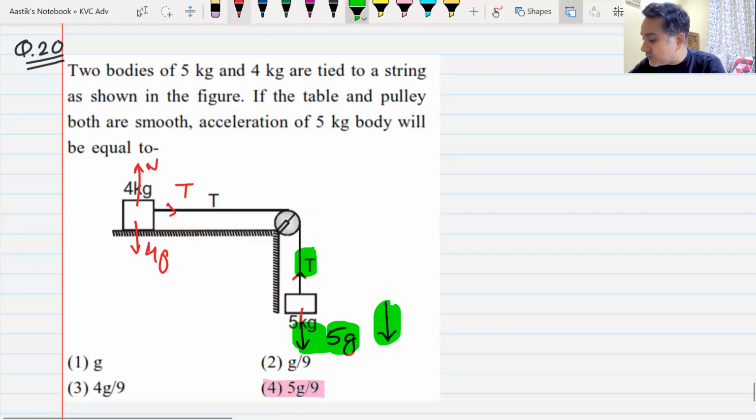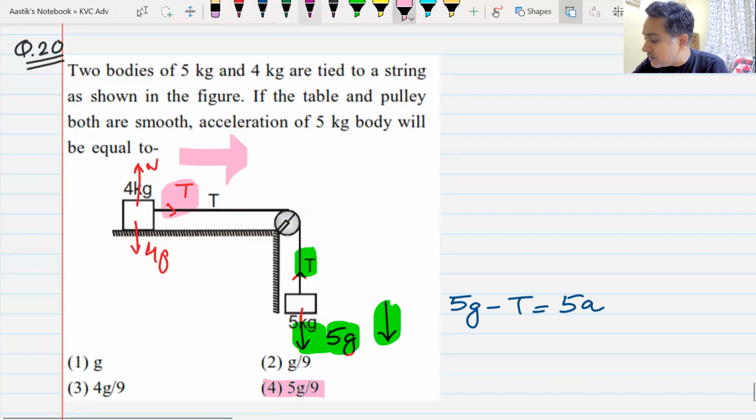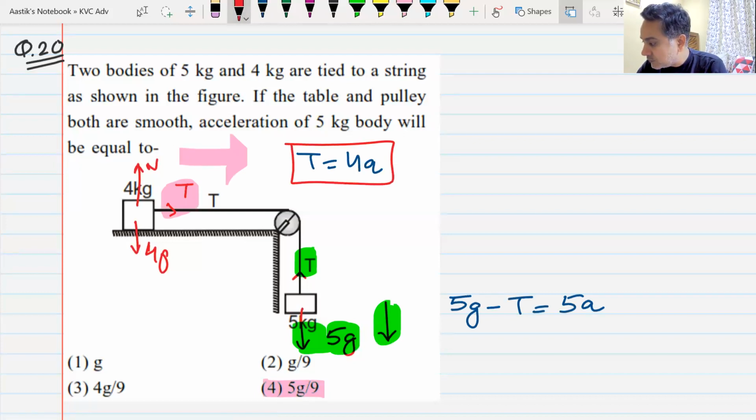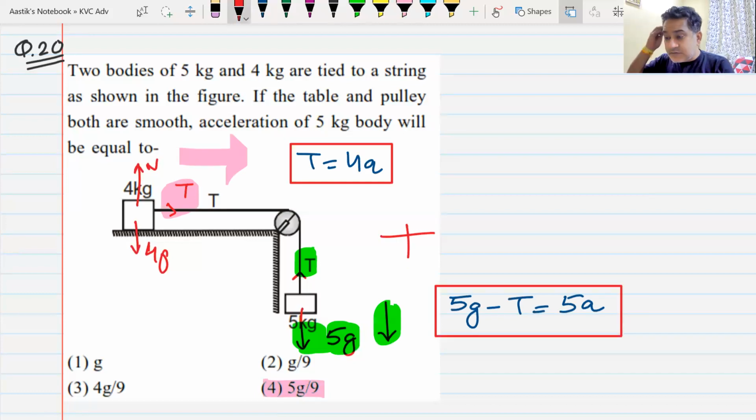So we'll just write the equation of this block. It will be 5g minus T is equal to 5a. Then we look at the equation of this block. It is going to move in this direction, so the equation of this block becomes T is equal to 4a. Yes or no? We put this in, we add the two equations, T gets cancelled. 5g divided by 9 is a, and the correct option is option number 4.